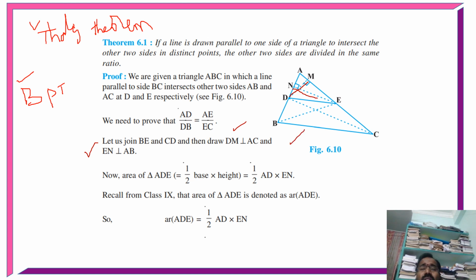Now, to prove this theorem, according to Thales theorem, first we will take the area of triangle ADE in two ways. If you take AD as base, EN is the perpendicular. If you take AE as base, DM is the perpendicular. So area of triangle ADE is half into AD into EN, and if you take AE as base, half into AE into DM. So both ways we can define it.